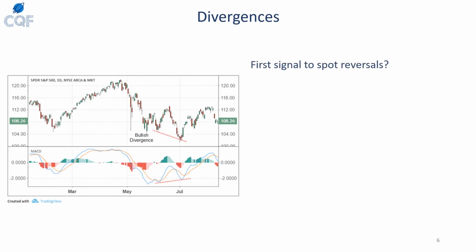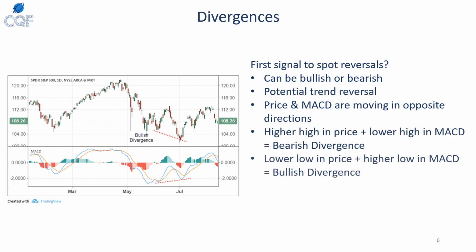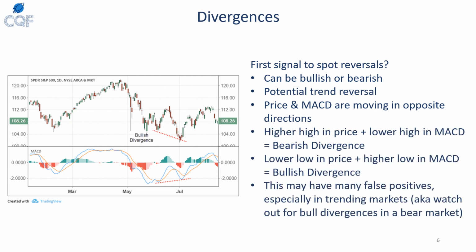And now divergences. We talked about this a bit in the RSI video, but you can also have divergences here with the MACD. This is actually, I would consider, the first potential spot where you can identify reversals utilizing the MACD, but you also get a lot of false positives here, especially if you're in a long-term trending market. For example, if you're in a very bearish market, a long-term downturn, and you spot a bullish divergence, you need to proceed with caution. So what is a divergence?